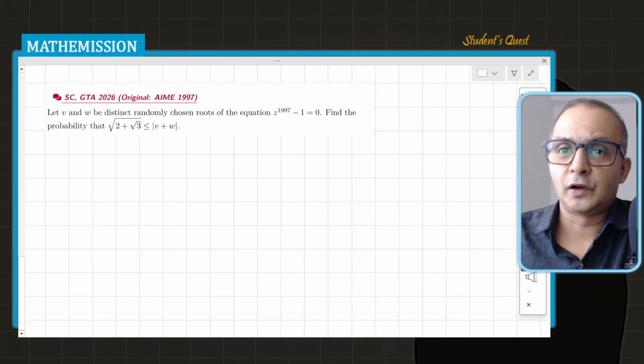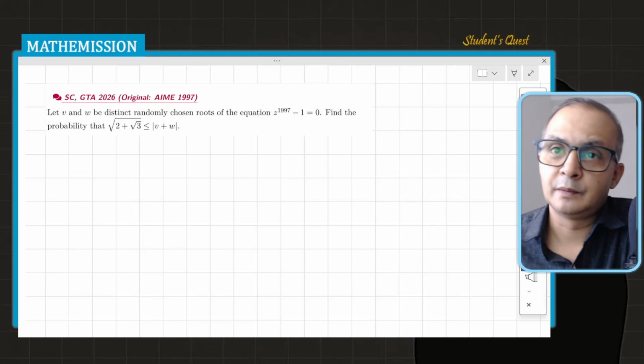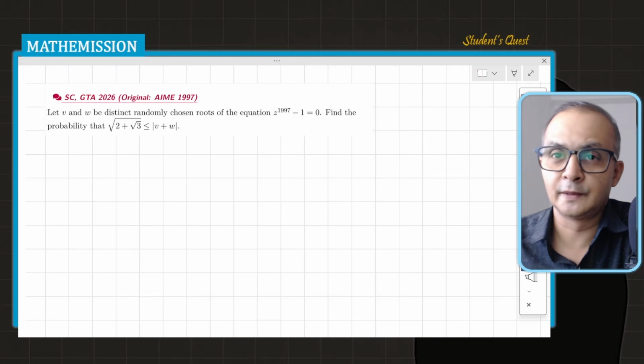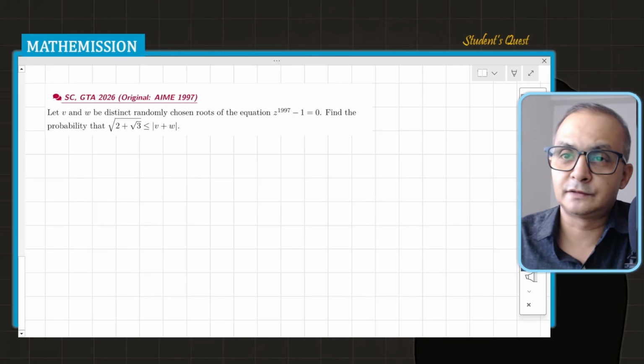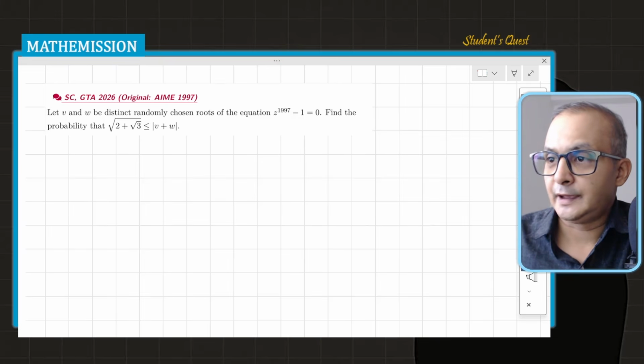Okay, so this question says that V and W are distinct randomly chosen roots of the equation z to the power 1997 minus 1 is equal to 0. Find the probability that this is less than or equal to that thing. It is again an AIME question. I don't know why they are not creating their own questions. They are just copying from here and there. Anyway, so let's see.